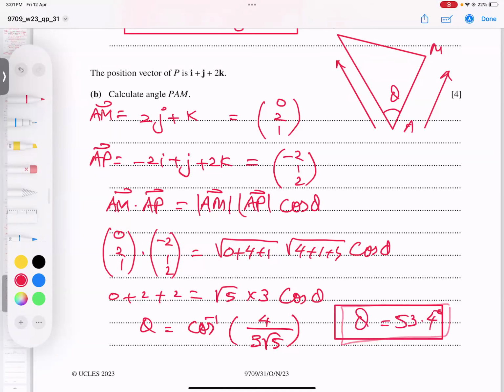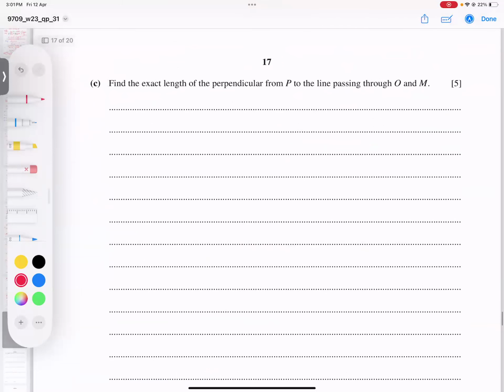And I believe the concept is very clear. So let's go for the next question. Find the exact length of the perpendicular from P to the line OM. Okay, line through OM.